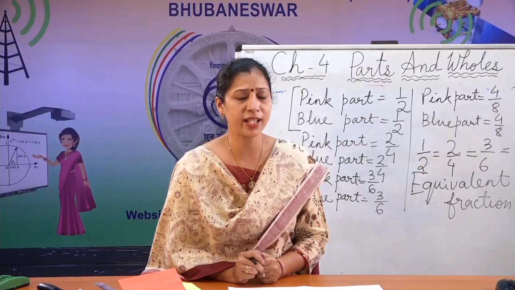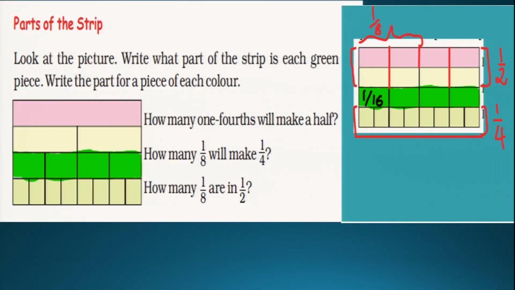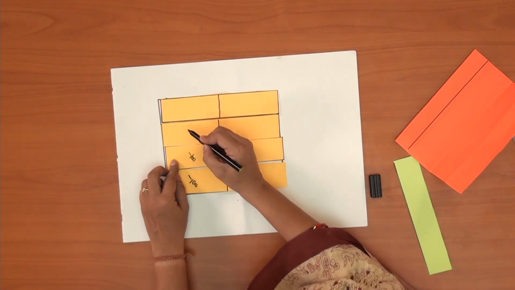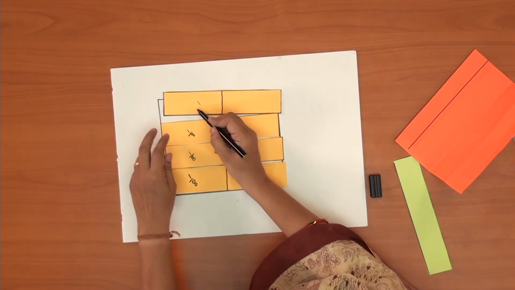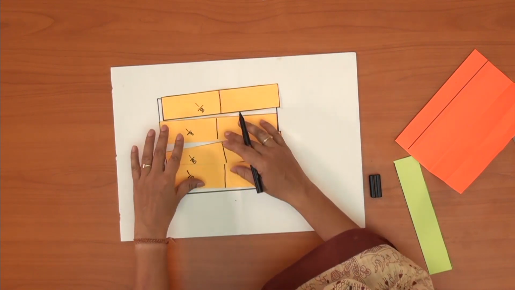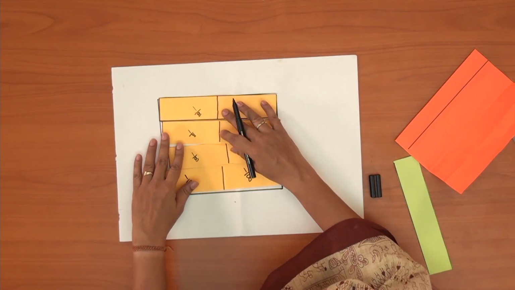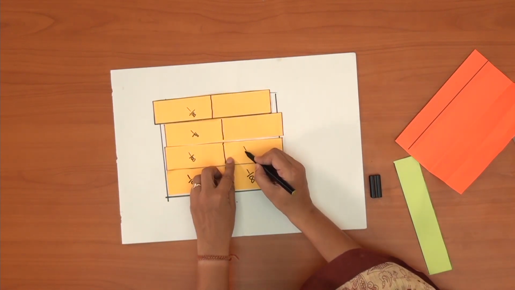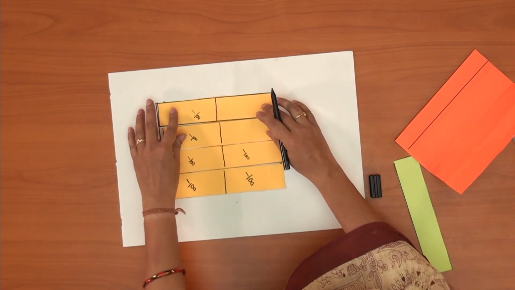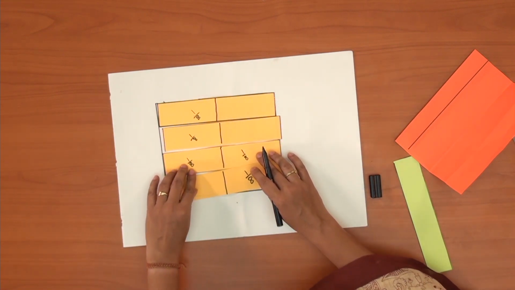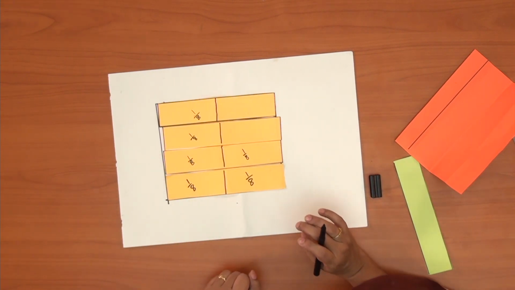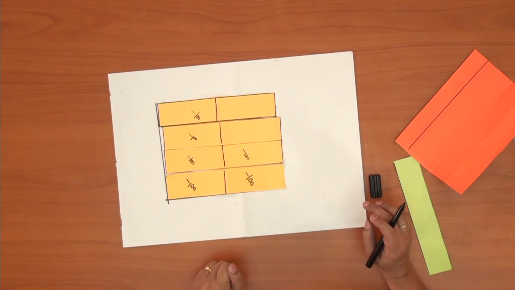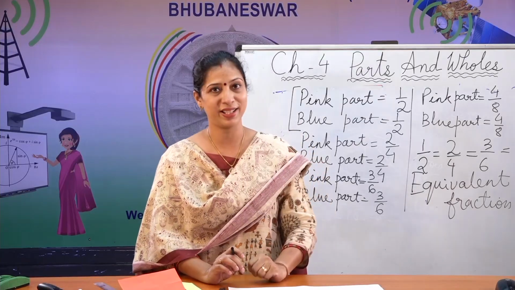And how many 1/8 are there in half? Just find out. It is very simple. Here also each part is 1/8, because now that we have divided into smaller parts, each part will be 1/8. So, can you tell me how many 1/8 will make half? This is half of the rectangle. Yes or no? Now, to find out how many 1/8 will make a half: 1, 2, 3, 4. There are 4 1/8 in half.